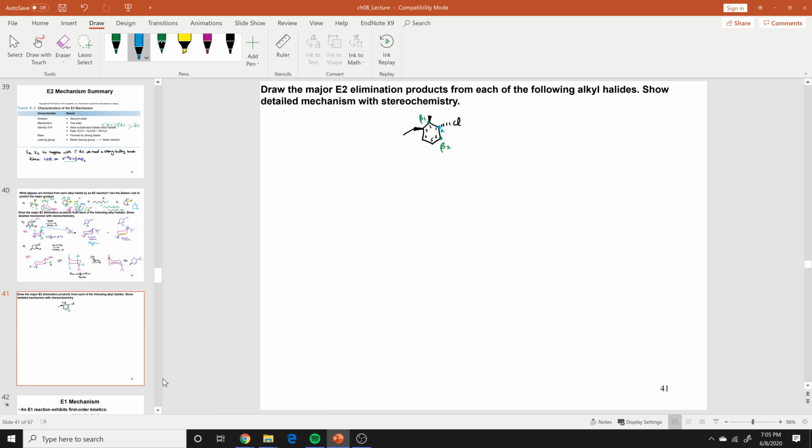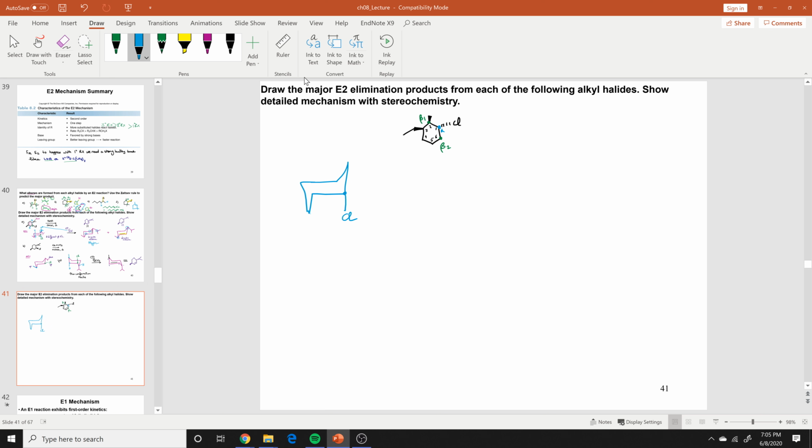this product in there. Draw the major E2 elimination product from each of the following. Show the detailed mechanism with the stereochemistry. So again, I'm just going to go ahead and change this into a chair conformation. Here you go. I want my chlorine to be down and to be on the axial position. So I'm going to choose my chlorine over there to be down. This is my chlorine that's down, and I want it to be on the axial position for the E2 to happen.